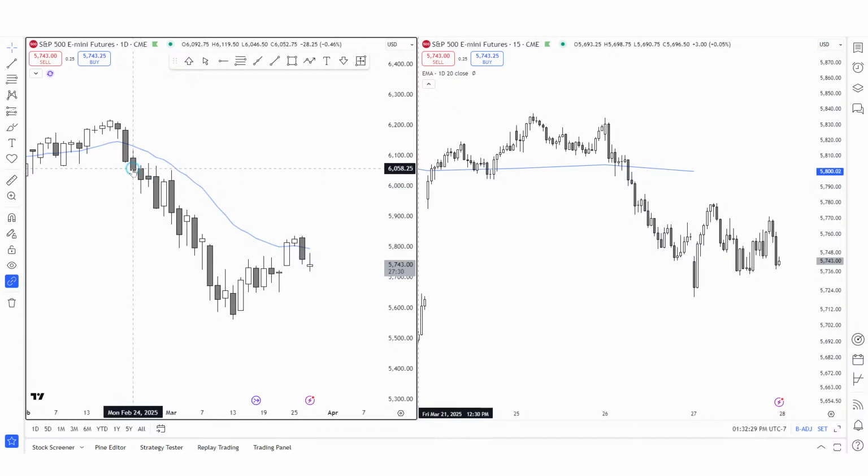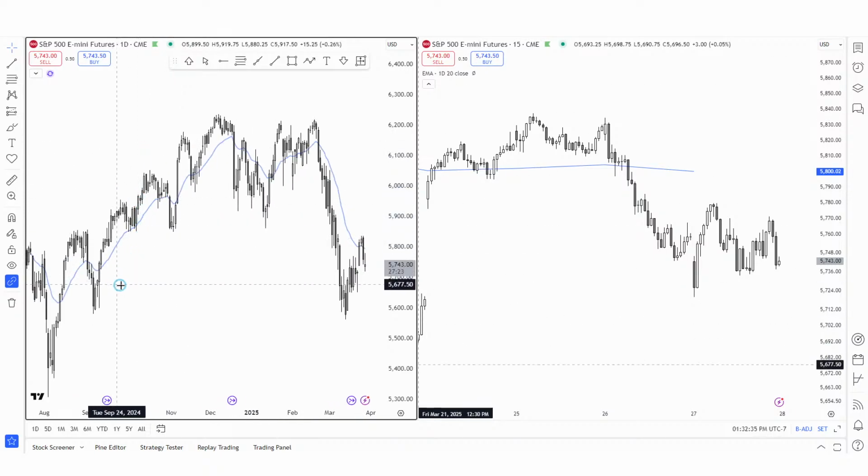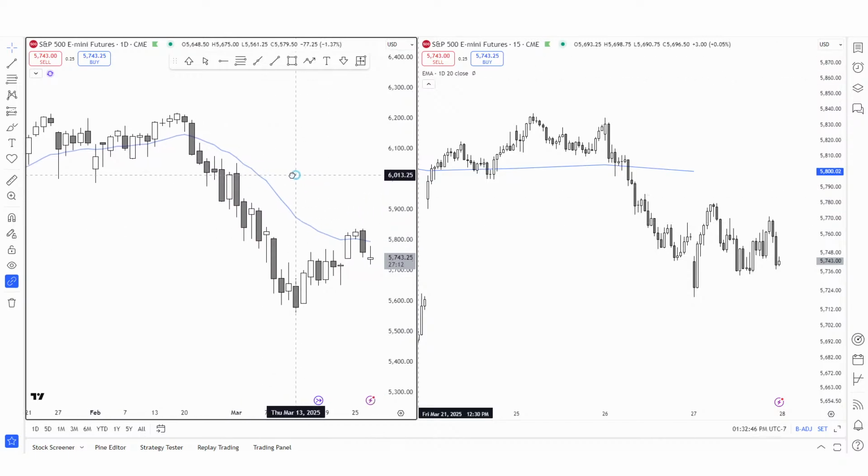Got good follow through: 1, 2, 3, 4 bear bars under the EMA after the breakout. We haven't seen 4 bear bars in a while. This ends up being the first reversal, and bears shorted. The first opposite bar puts us in a channel.